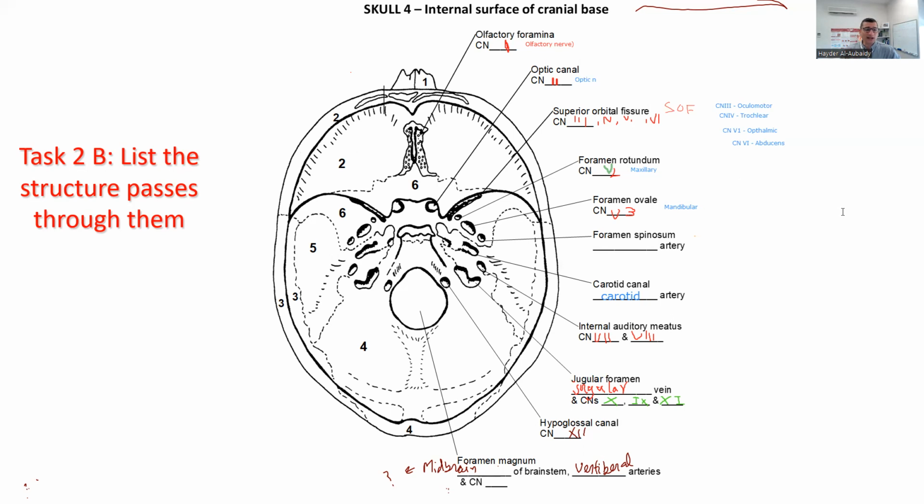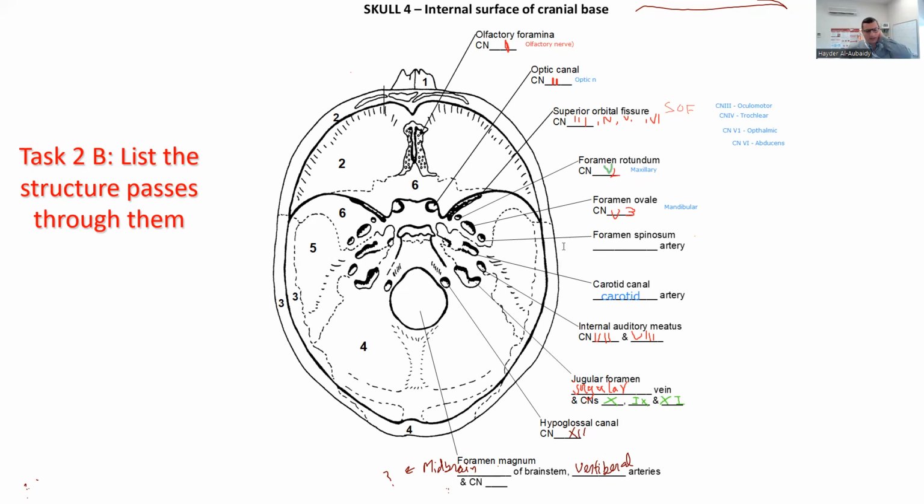If you've got a short answer question, and it is V1 as an example, if you put ophthalmic, you'll get 0.5. Branch of trigeminal nerve, you'll get another 0.5. And this is one of the key things that we help students with, to get a full mark rather than missing 0.5s here and there.